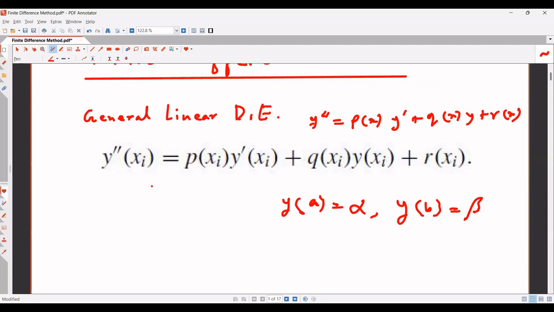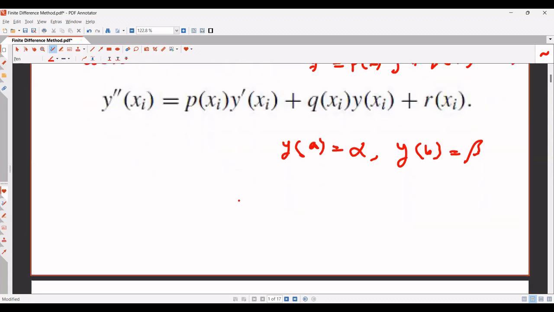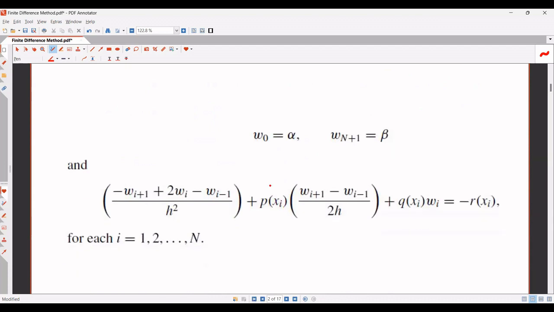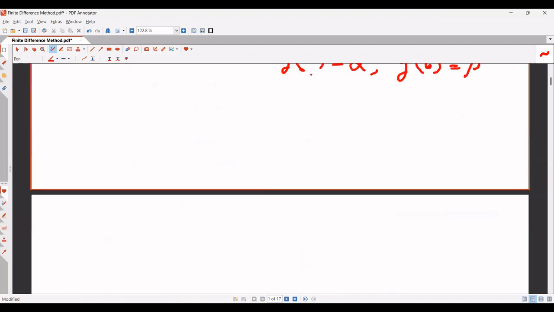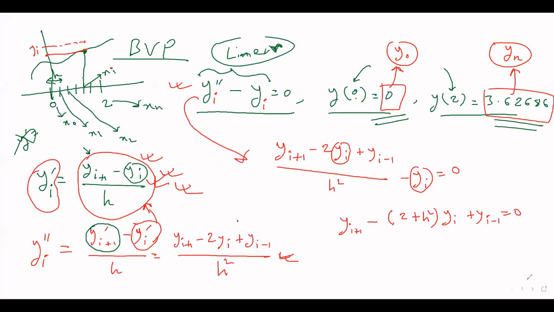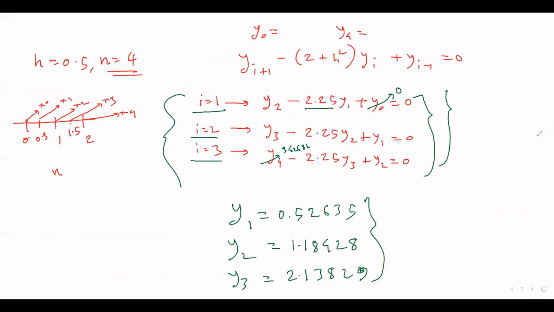We have already used the subscript i to introduce the grid points, right? Now, as you have seen from this silly problem we solved using the finite difference method, if we rewrite this system of equations, let me write it in this box here.